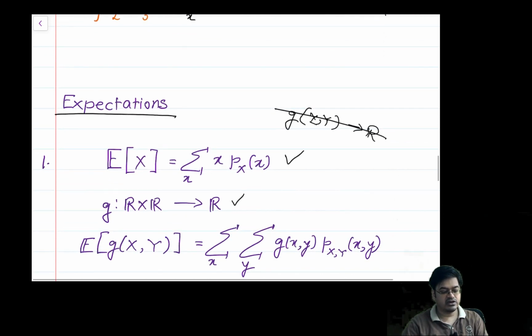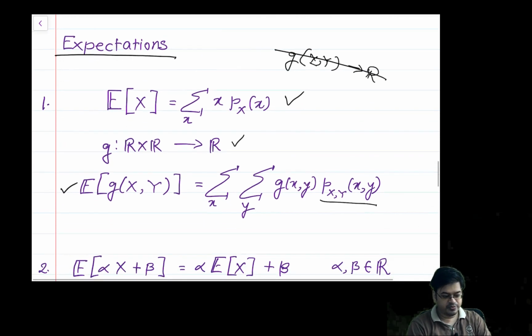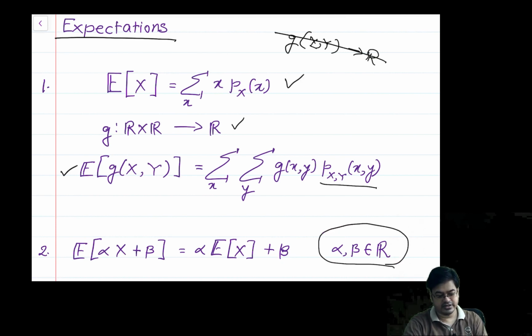Therefore, I will use the law of the unconscious statistician and say that the expected value of g(X, Y) is nothing but the sum over x, sum over y of g(x, y) times the joint PMF of (X, Y) evaluated at x and y. So the law of the unconscious statistician is valid, therefore I can compute several things. Let us use LOTUS to prove a result which is very familiar to you in the single random variable case. That is, the expected value of alpha X plus beta is alpha times the expected value of X plus beta, where alpha and beta are real numbers.